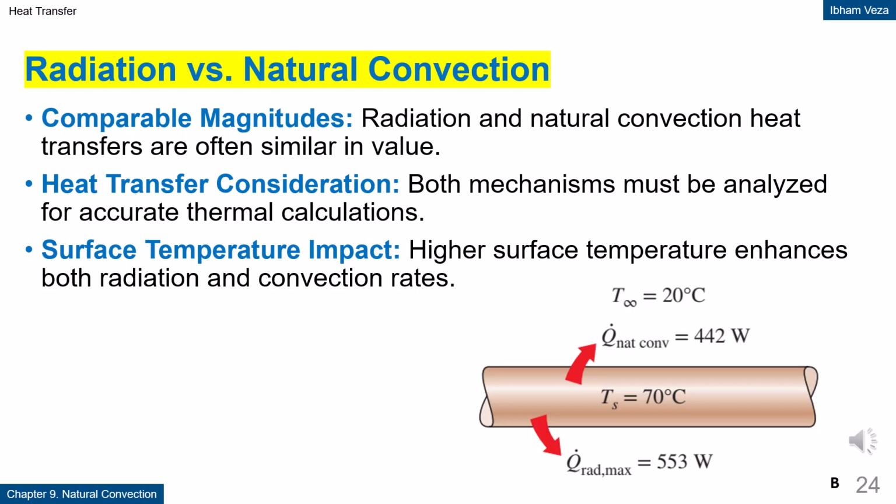Radiation versus natural convection. In many cases, the magnitudes of radiation and natural convection heat transfer can be comparable. Therefore, both must be considered together in thermal analysis. Increasing surface temperature enhances both mechanisms simultaneously. Ignoring one of them can lead to significant calculation errors. A good engineering approach always considers all relevant mechanisms.